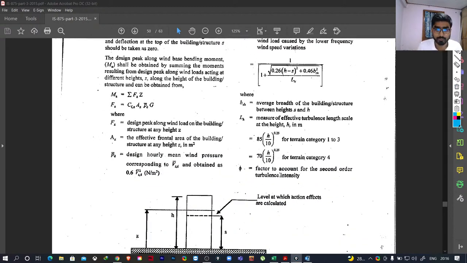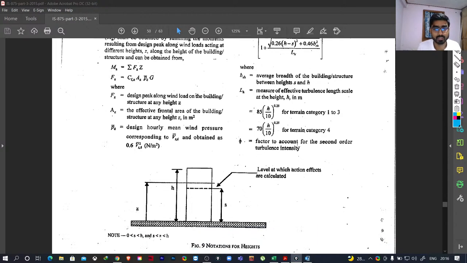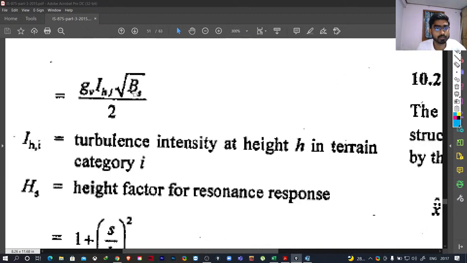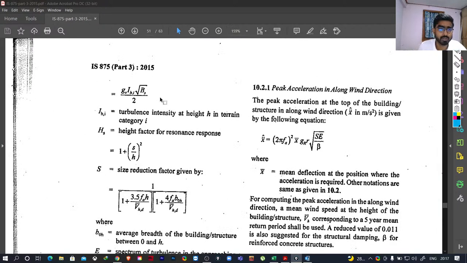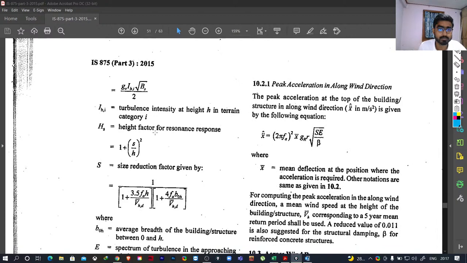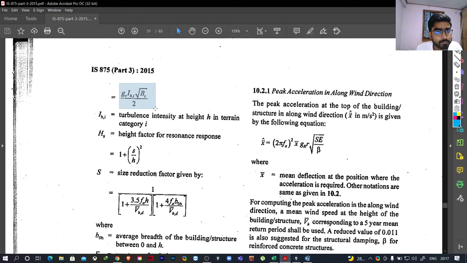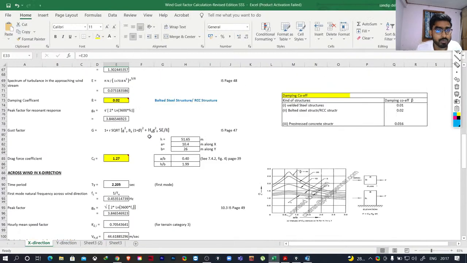Sorry, factor to account for the second order turbulence intensity. Now for this also we have the formula. This is GB, we have got already. IH, that is the IZY, turbulence intensity, we have got already, and that depends on different heights. Root under BS, we have BS divided by 2. Is it BS or HS? Yes, it is BS only. So for finding out phi, we can use this formula. See here, we have got the phi.